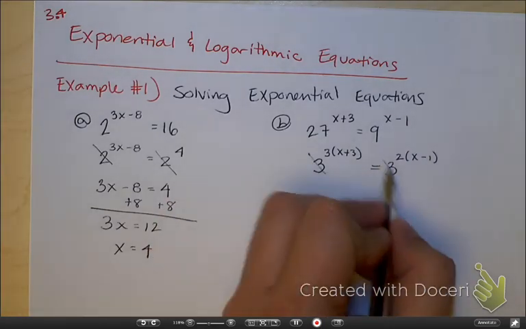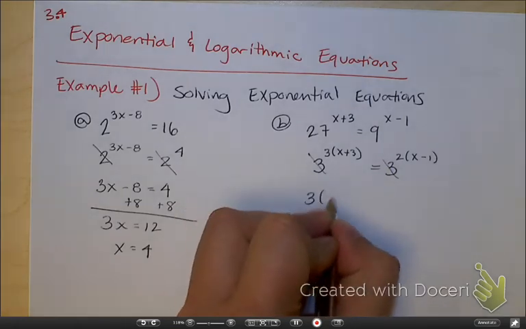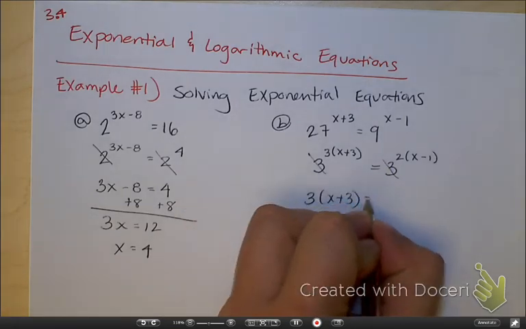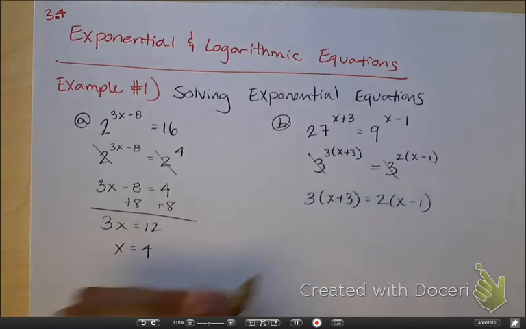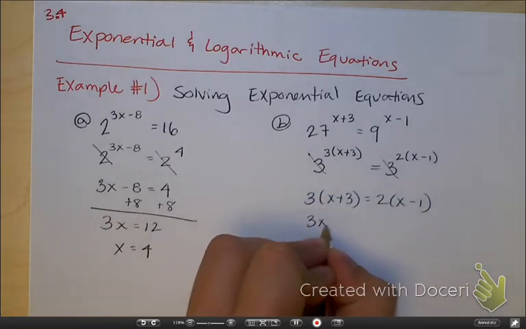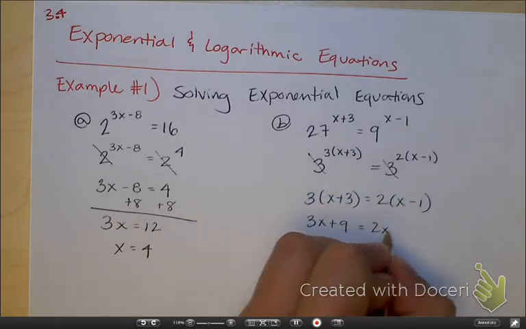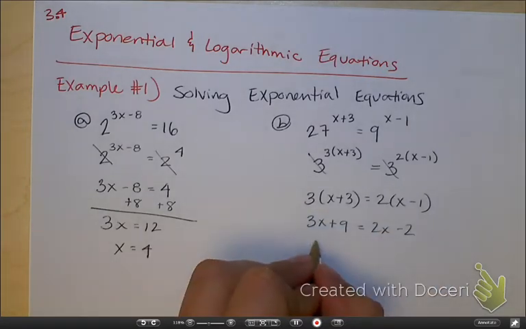So if the bases are the same, then the exponents are the same. So 3 times x plus 3 equals 2 times x minus 1. If I solve this, I get 3x plus 9 equals 2x minus 2. And if I bring everything to one side, I get x equals negative 11.